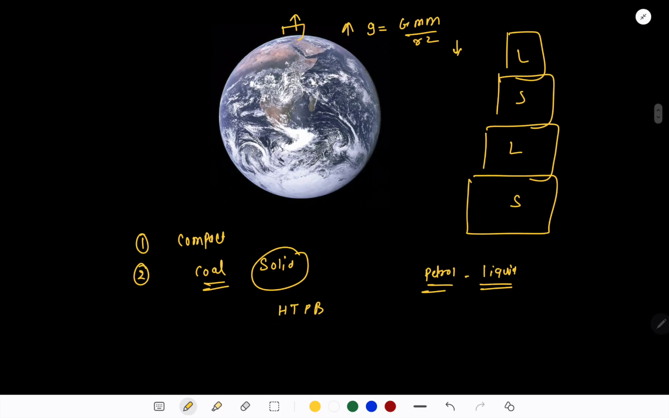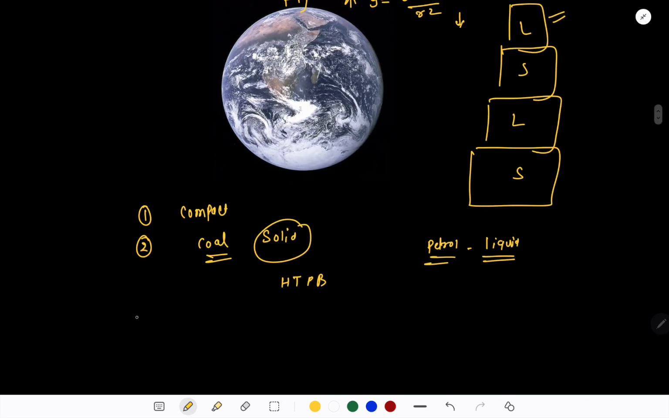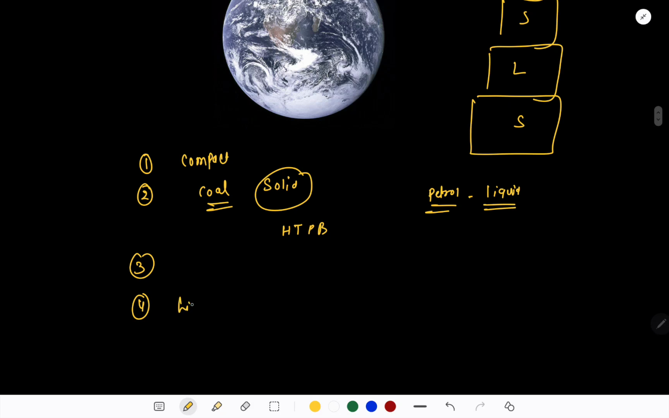Clear? Now comes why the last stage is liquid. The last, fourth stage is mostly liquid. Why? Because the liquid gives the maneuverability, or the control.